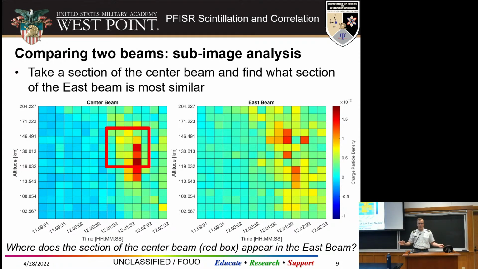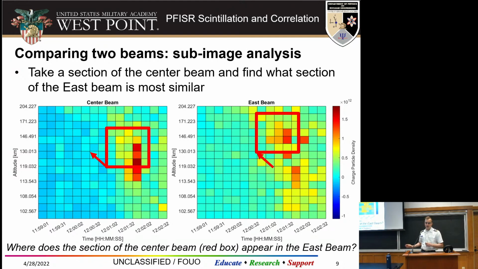What I'm talking about with taking a small section of the center beam is literally just taking a box of it, showing that box in red, and cross-correlating that to the entirety of the east beam. Doing the cross-correlation technique shows where in the east beam is the area that's most similar to that box in the center beam, shown by the second box in the east beam. Those are basically the two areas that are most similar to each other within the two beams.